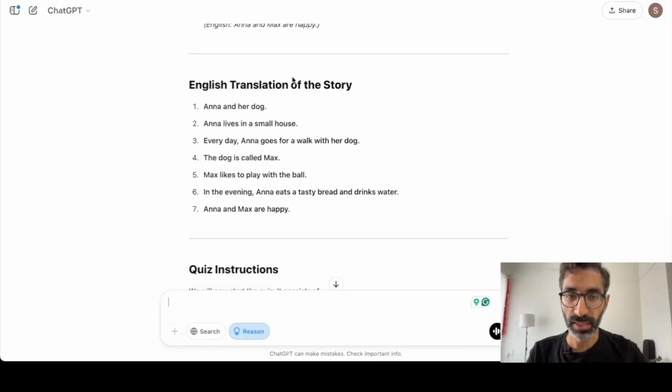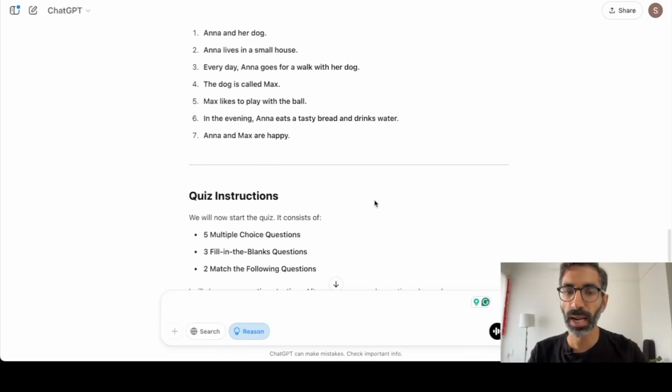So here's the final story in English as well. Anna and her dog. Anna lives in a small house. Every day Anna goes for a walk with her dog. The dog is called Max. Max likes to play with the ball. In the evening, Anna eats a tasty bread and drinks water. Anna and Max are happy.